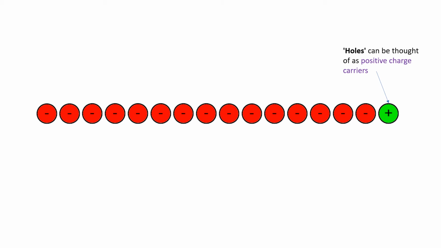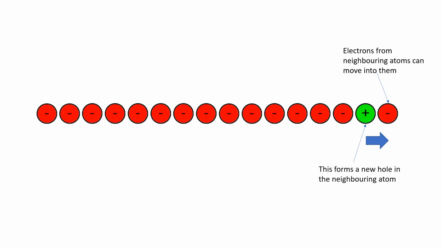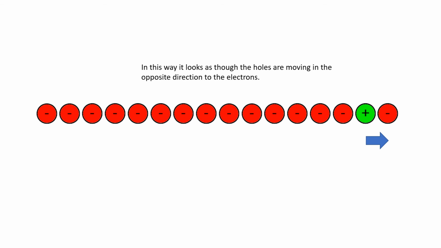Let's take a look at how positive and negative charge can flow within a semiconductor. On the right-hand side, we have an atom which is the impurity. This atom has 3 electrons in its valence shell and creates a hole, the positive charge carrier. Next to the green positive charge carrier, we have another atom which has an electron which can move into that hole. Now that the electron has moved into that hole, it creates a new hole in that neighboring atom. In this way, it looks as though the holes are moving in the opposite direction to the electrons. So where the holes are moving to the left, the electrons are moving to the right.